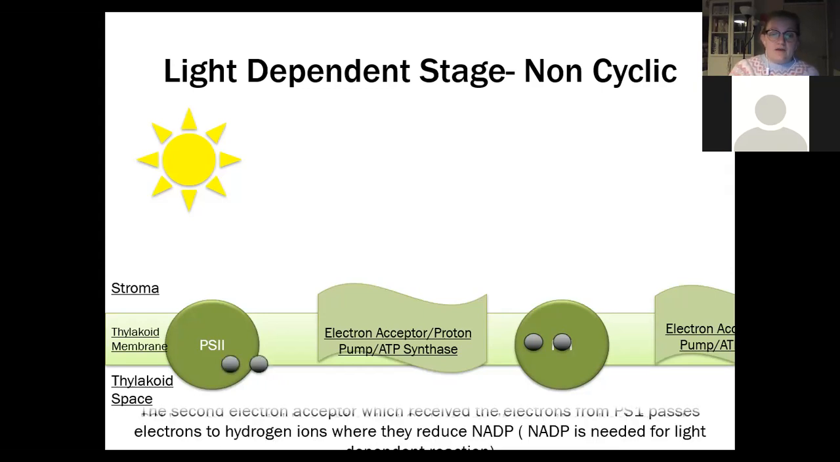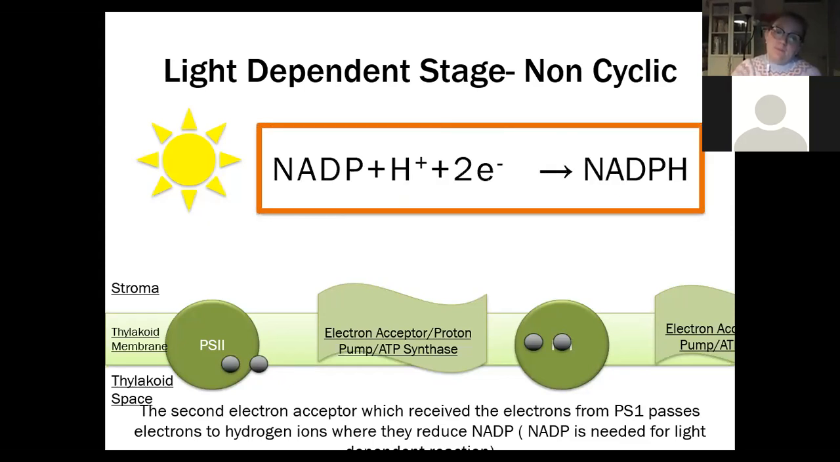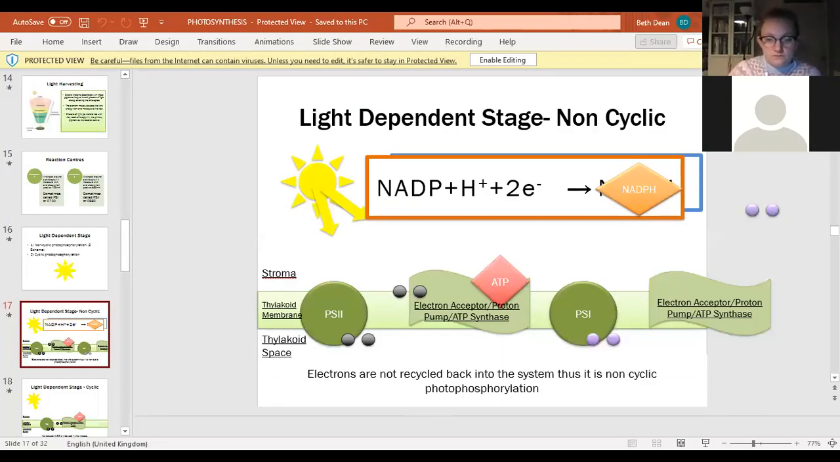There we go. The second electron acceptor, which received the electrons from photosystem 1, passes the electrons to hydrogen ions, where they reduce NADP. And reduced NADP is needed for the light-independent reaction. So, here we go again. Cyclic part, because we can keep replacing the electrons from here that go to there.